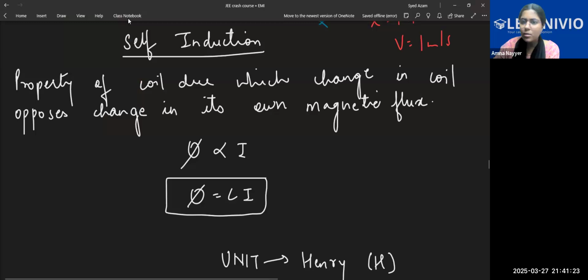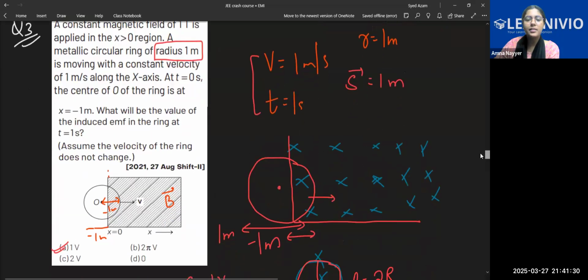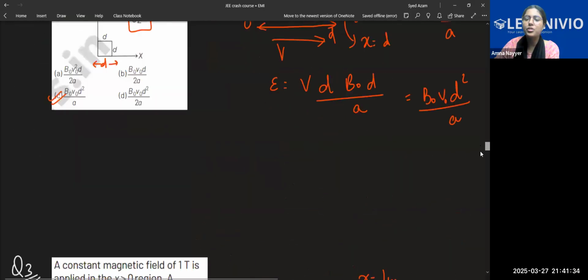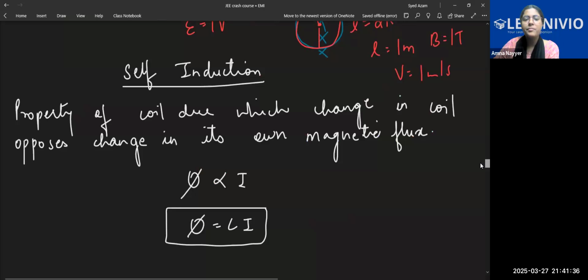Okay, can you see this screen, self-induction one? Yes, ma'am. Okay. So in the last class, we stopped at this question and we couldn't start with induction. We were on motional EMF only. So let us start with induction.